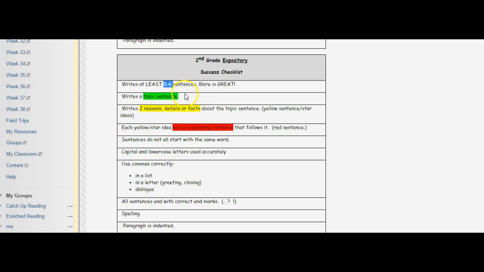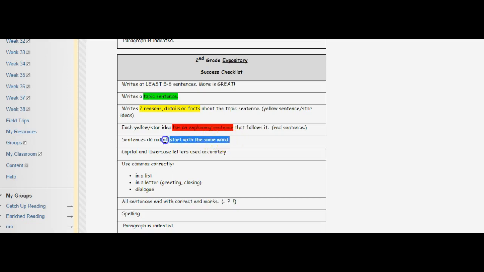You need a topic sentence. So that is the very first sentence that tells us what your paragraph is about. So make sure you have that. You need at least 2. And like I said, people who are a little further along in the writing process, I definitely want 3 star ideas. And each star idea should have at least 1 or 2 sentences that gives me explaining details about it. So you need to be checking and make sure you have that on your paper.